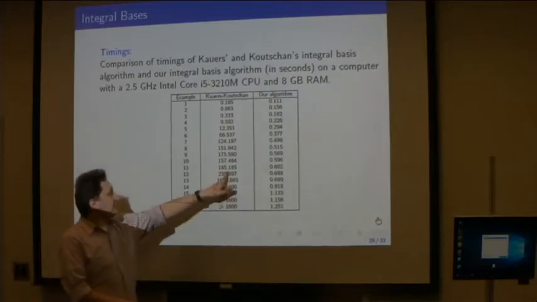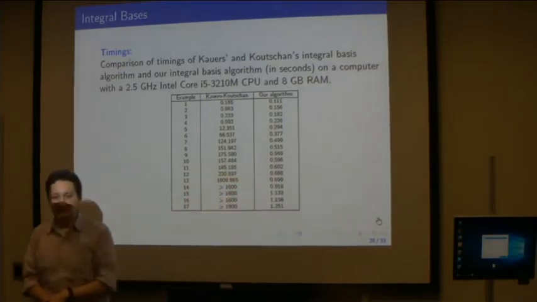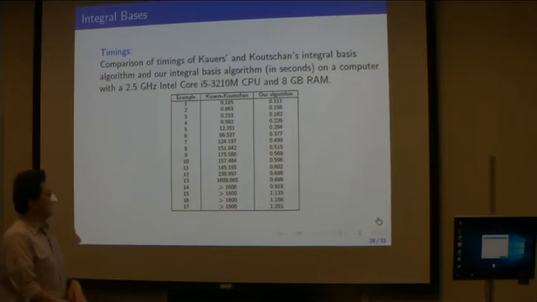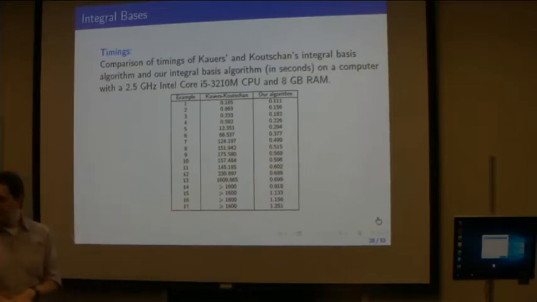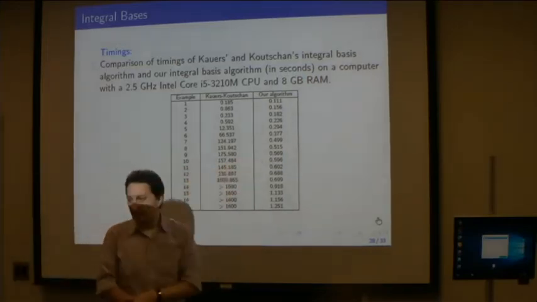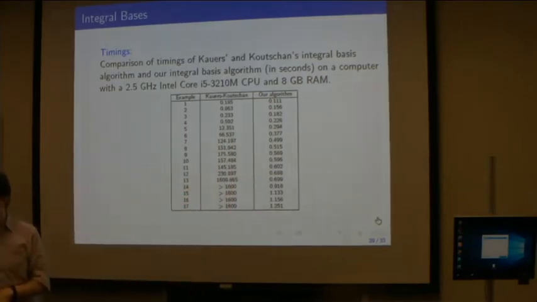So maybe I should say, this is in Mathematica, this is in Maple. But it shouldn't have so much effect on this. So no, there's a big difference because Mathematica is interpretive, whereas Maple you compile. I also implemented their algorithm in Maple, so the timings are similar.